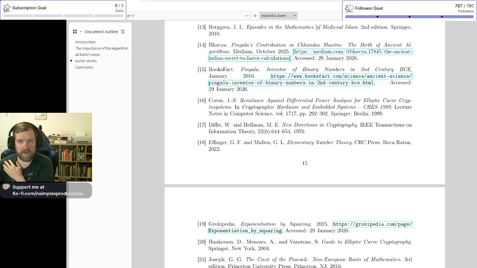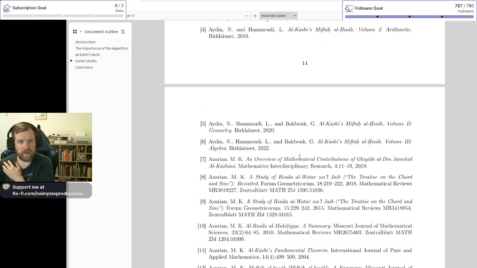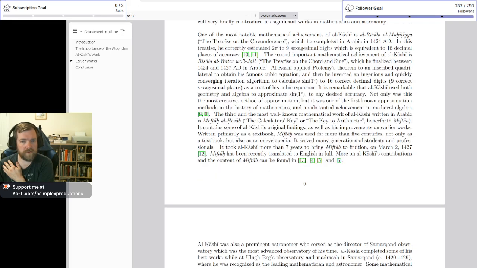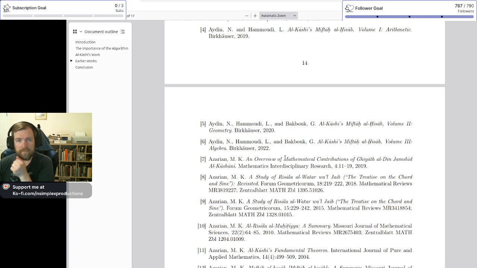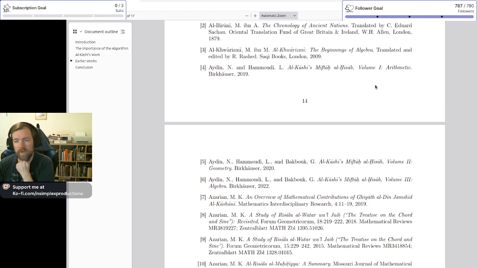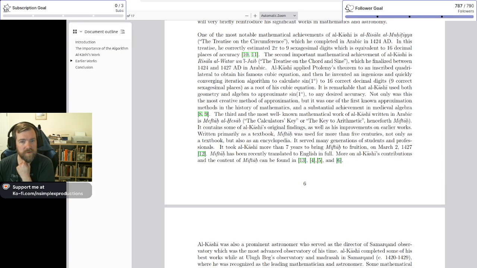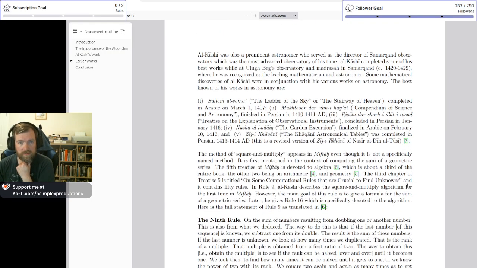13. Berggren, Episodes in the Mathematics of Medieval Islam, 2nd edition, Springer. And then 3, 4, 5, 6. Yep, Volume 1, Volume 2, Volume 3. Okay. 19, 20, 22. Nice. Presumably there is also a copy that is all three of them put together. That was probably the 180 pounds one.